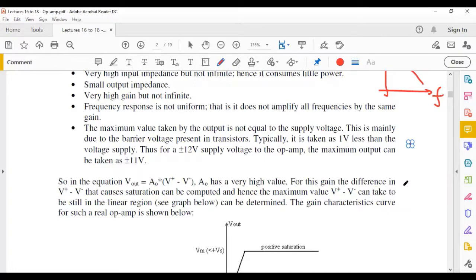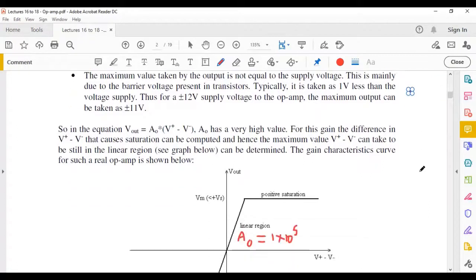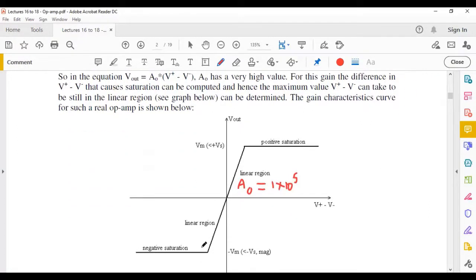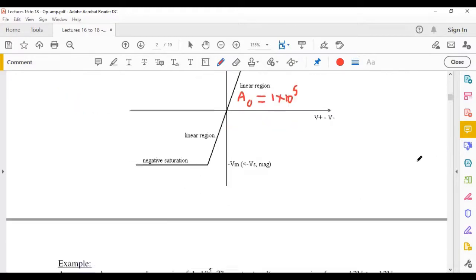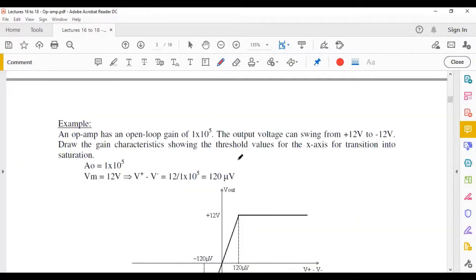For example, as mentioned in the handout here, if your supply voltage was plus or minus 12 volts, typically the maximum output which can be taken by your output terminal will be plus or minus 11 volts, so 1 volt less, because you do have drops in the circuit. I've already explained this graph, which you would get for a real op-amp. An ideal op-amp is going to be exactly vertical here, because the gain is infinite. But for a real op-amp, the gain is large, which means you would have a slope. Some examples are given here, which you can consider.